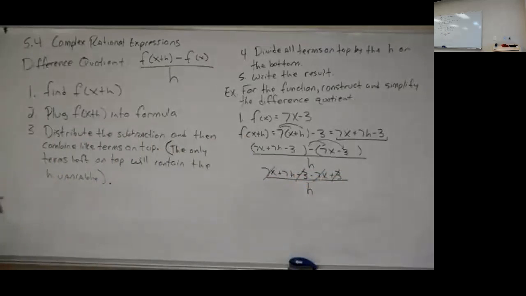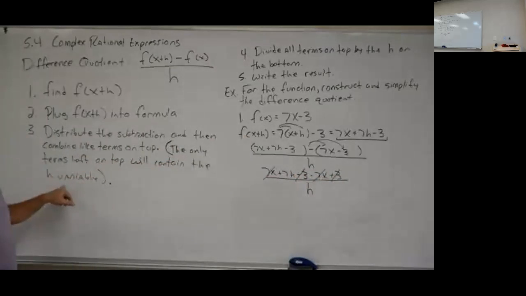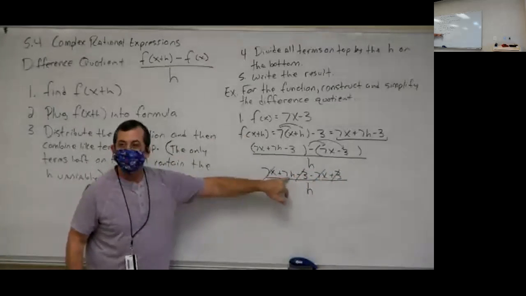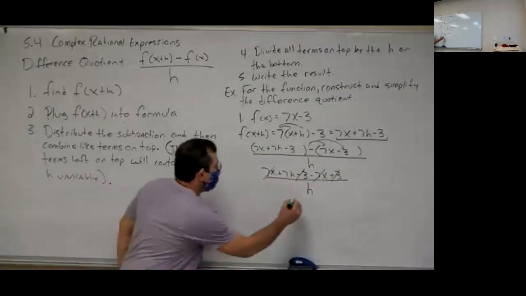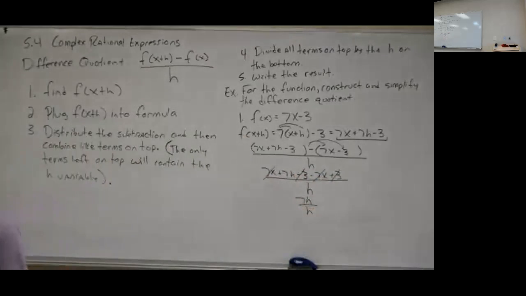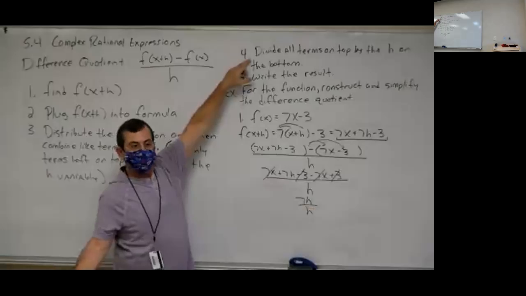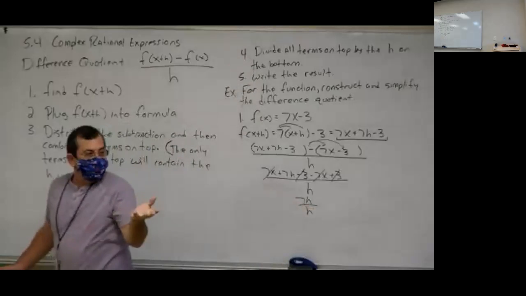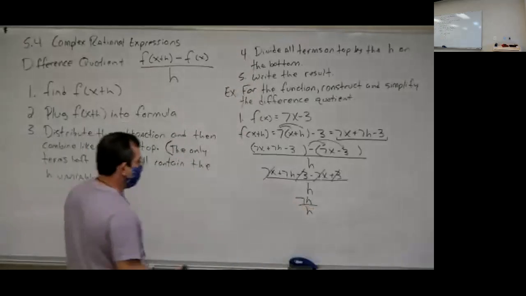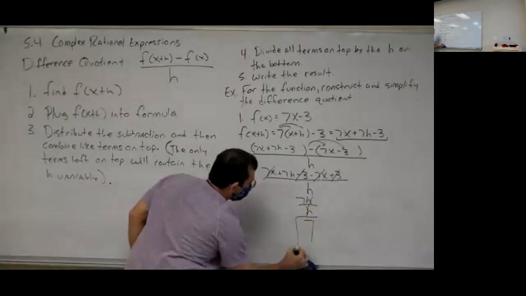So notice what I said. After you do this, the only terms left on top will contain an h in them. Well, look, all I got on top is a 7h, and it does have the h in it. So then you would write 7h over h. And then what do we say right here? Divide all terms on top by the h on the bottom. So what's going to happen to them h's? They're going to cancel. So since my h's cancel, my final answer is 7.